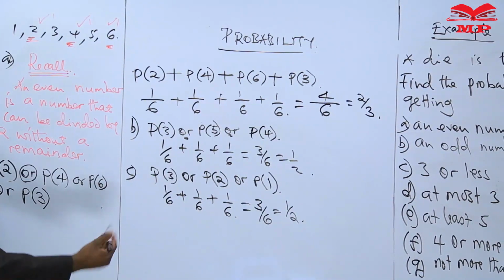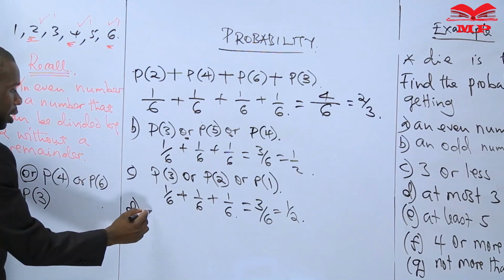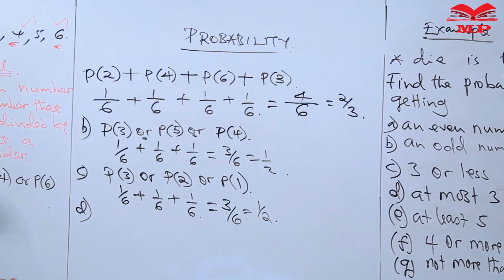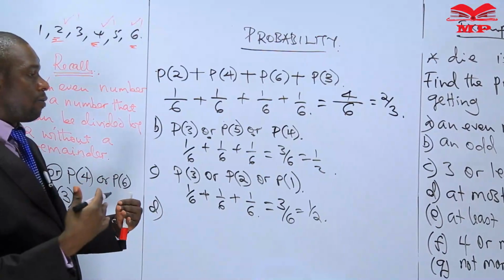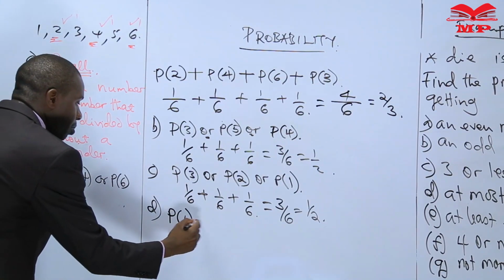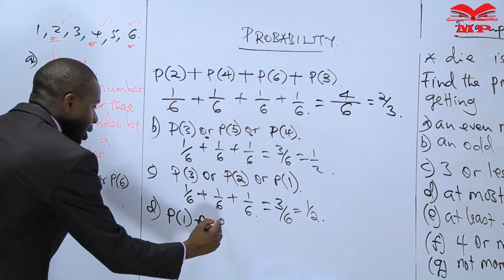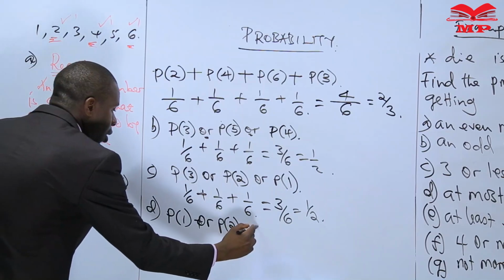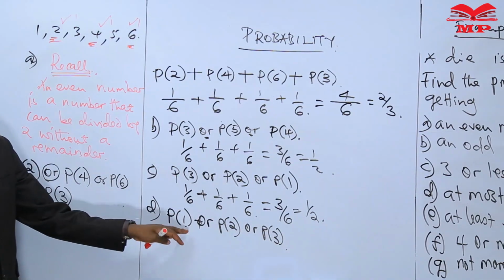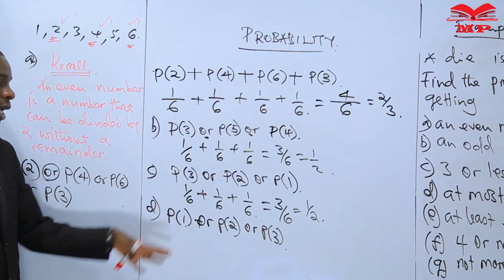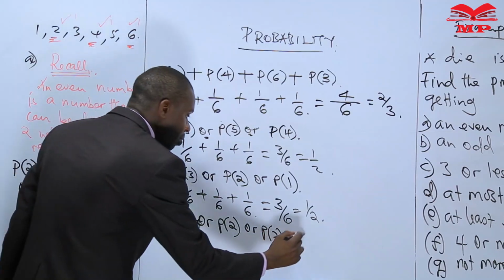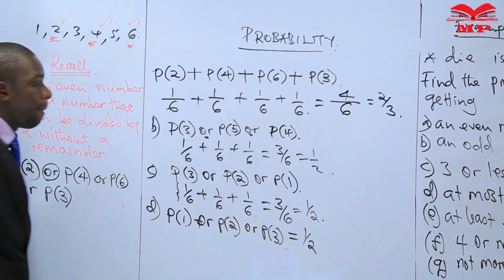At most 3. So when you're talking of at most 3, it means we are talking of the probability of 1 or the probability of 2 or the probability of 3. So when you look at this, you realize it's the same as the probability of 3 or less. So the working will be the same. This will be a half, just like what we have there.